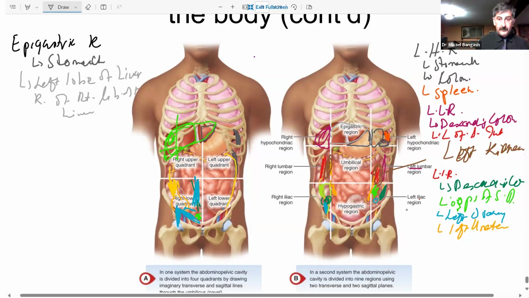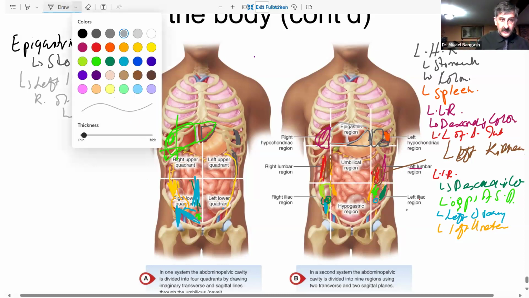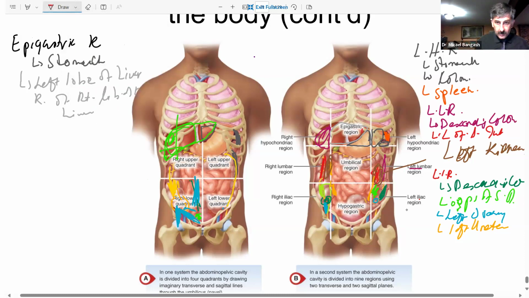Now, guys, behind the stomach, we don't see it here, but what's going to be running behind the stomach here is going to be your aorta. Did you guys get that? Next.